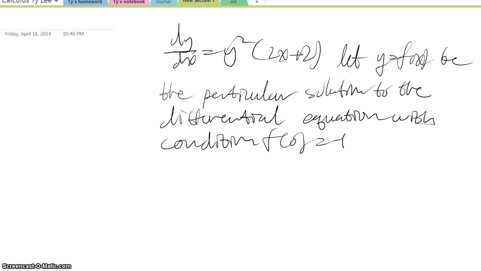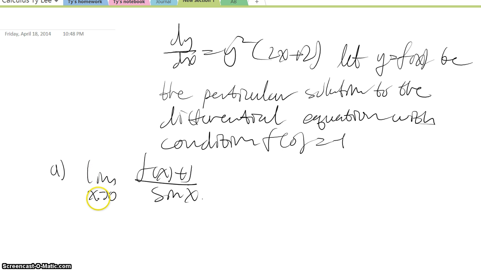This one is basically asking me to anti-differentiate dy/dx equals y squared times (2x plus 2). But question A is asking something different. It asks me to find the limit as x approaches 0 of (f(x) plus 1) over sine x.